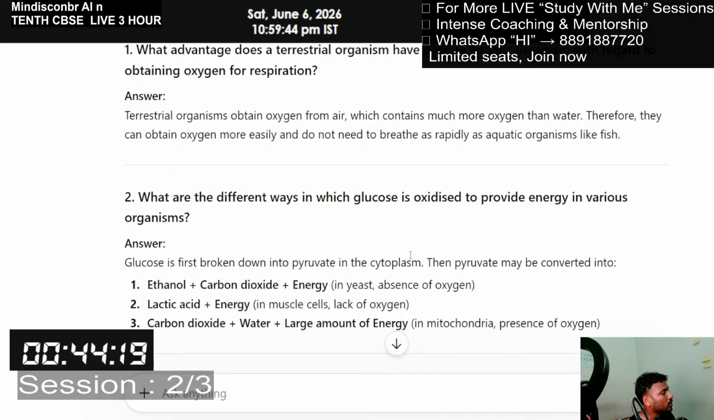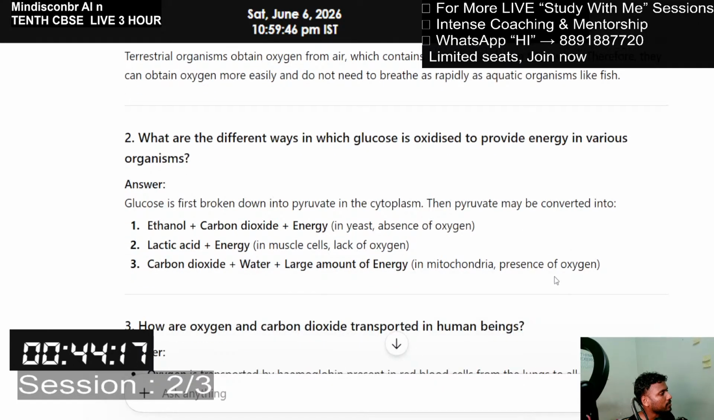Glucose is first broken down to pyruvate in the cytoplasm. The pyruvate may be converted into ethanol plus carbon dioxide plus energy in yeast in the absence of oxygen, lactic acid plus energy in muscle cells due to lack of oxygen, or carbon dioxide plus water plus a large amount of energy in mitochondria due to the presence of oxygen.